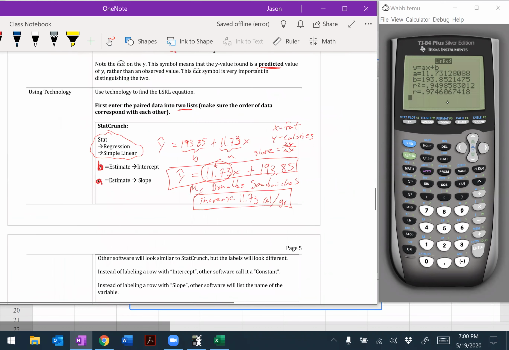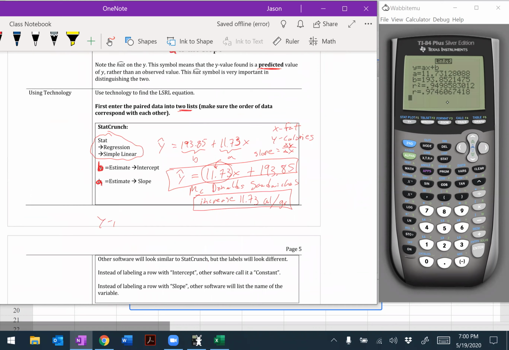So the y-intercept of 193.85 describes the potential calories for a sandwich of 0 grams of fat. That's what that 193.85 is.